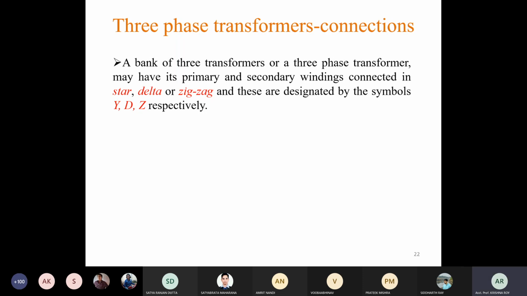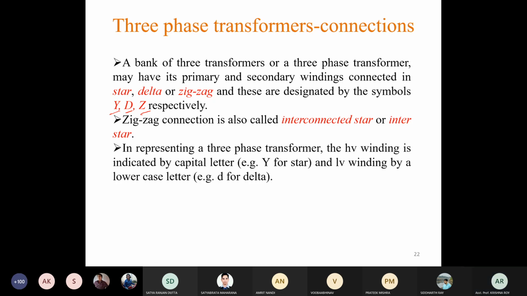These types of connections are designated by the symbols star by Y, delta by D, and zigzag by Z. So these are the symbols to denote the different types of connection. This zigzag connection is also known as interconnected star or simply interstar. In representing a three-phase transformer, the high voltage winding is indicated by a capital letter and the low voltage winding by a small letter.